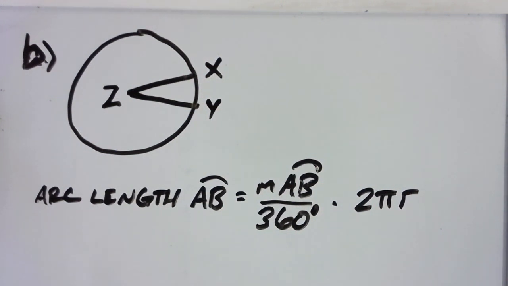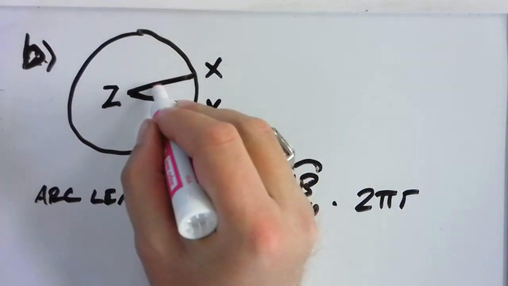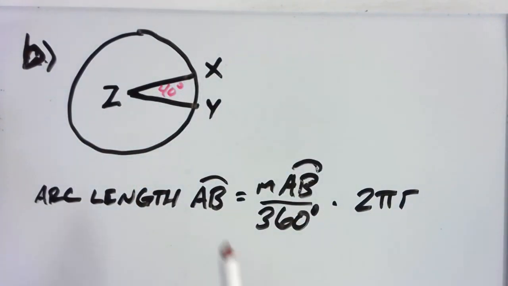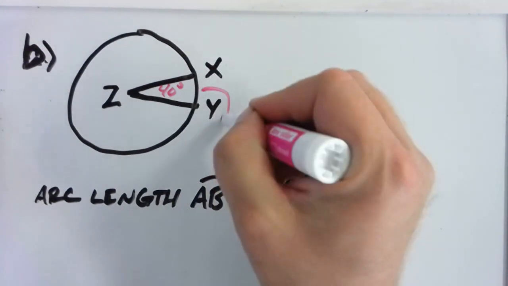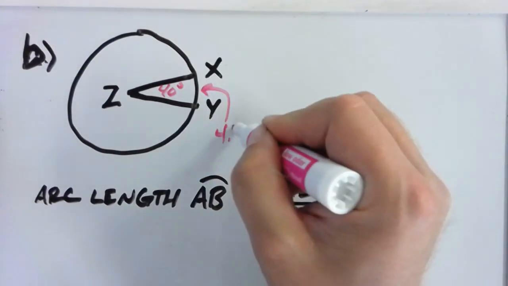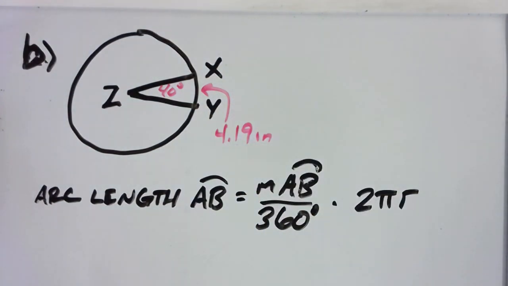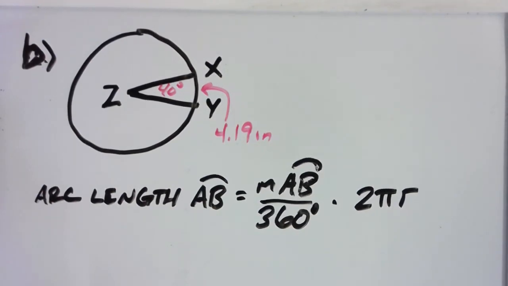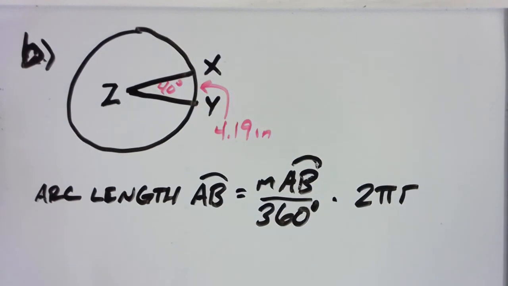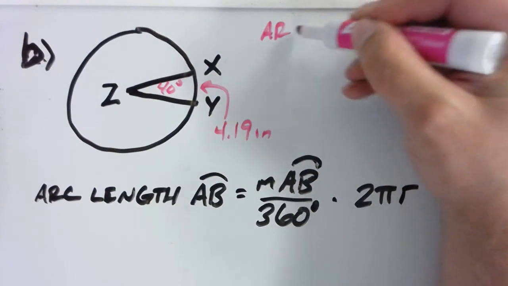And then the information that we're given, we're told that this central angle here is 40 degrees, which again translates directly to that arc measurement in degrees. And then we're told now that this arc length is 4.19 inches. So the distance along that curve from X to Y is 4.19 inches. That's the arc length. In this problem, we're asked for the circumference of the circle, the distance all the way around. But again, if I'm going to use the same formula, all that would change here would be XY as opposed to AB.